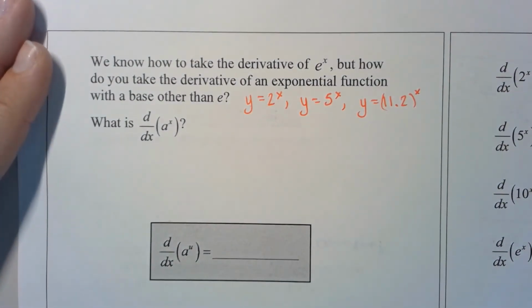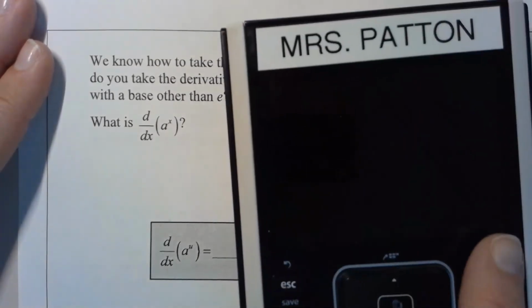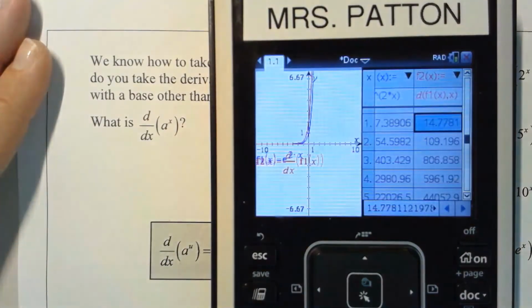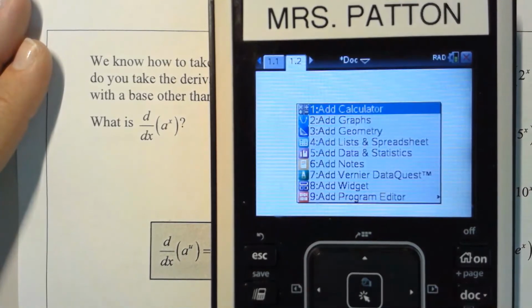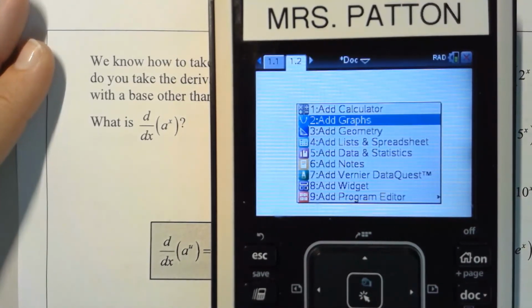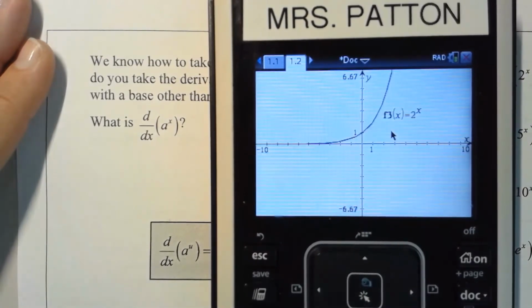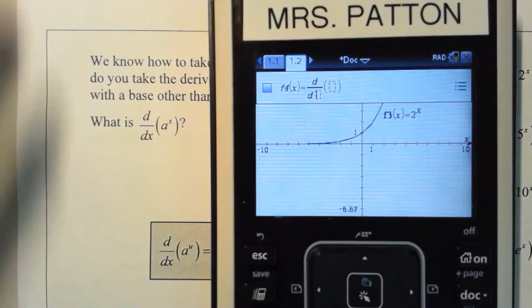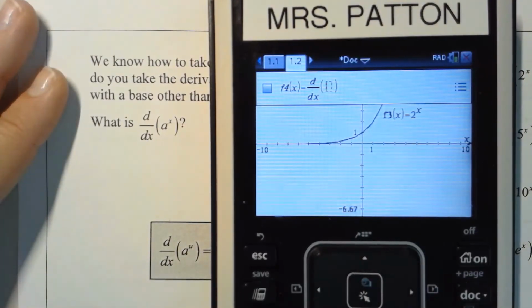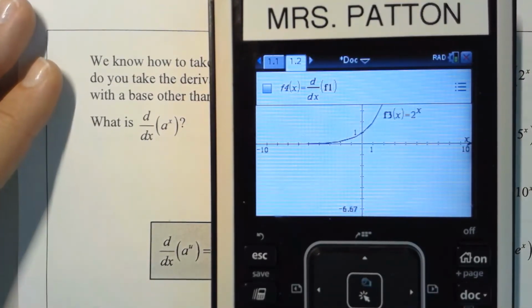So we could do a quick little check here on our calculators. Let's just start with 2 to the x. So I'm just going to start a new page, and I'm going to graph 2 to the x, and then I'm going to graph its derivative. I don't know what its derivative is. I want to see if it's the same. So let's take the derivative of that function that was in F3, not F1.